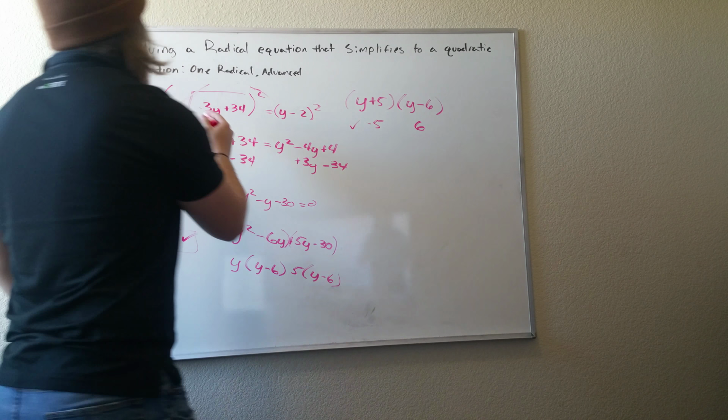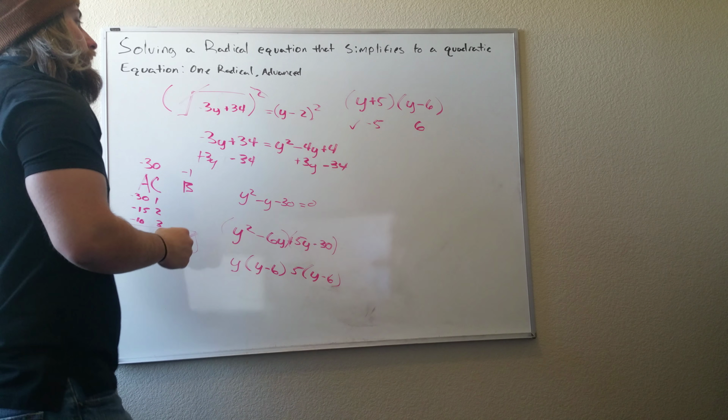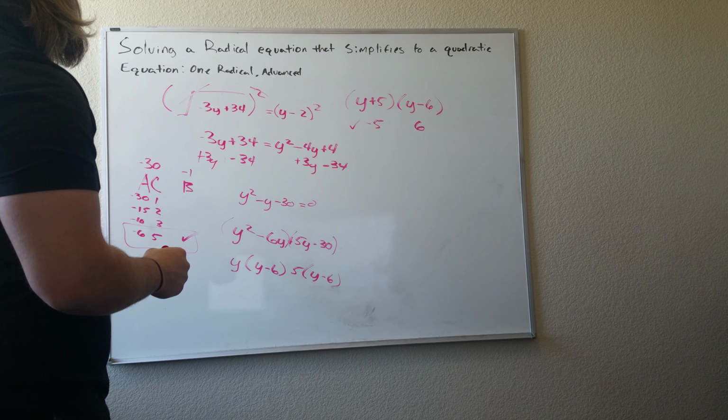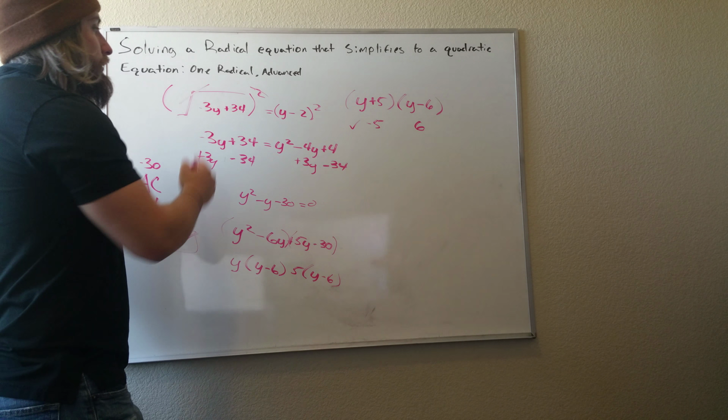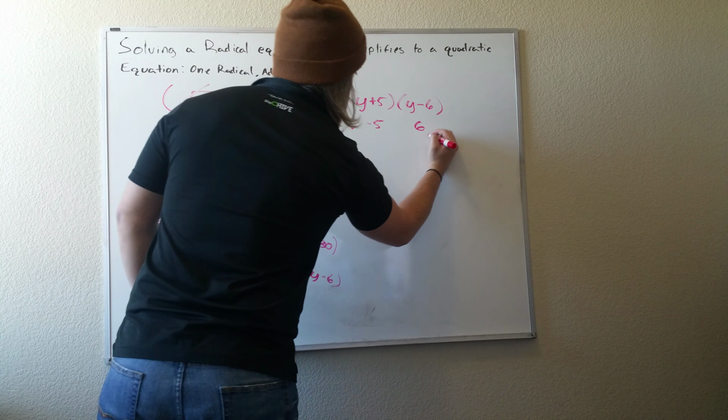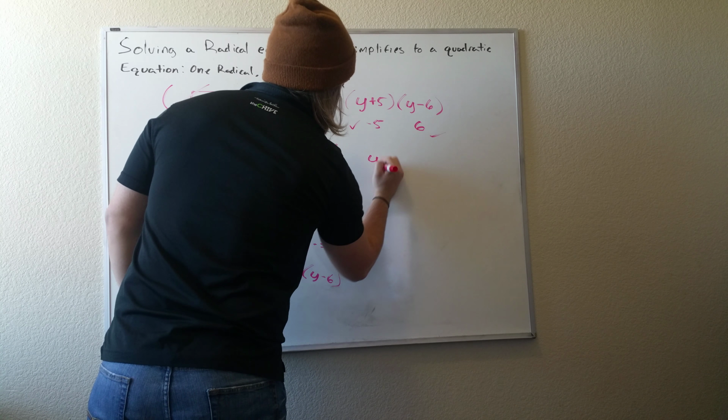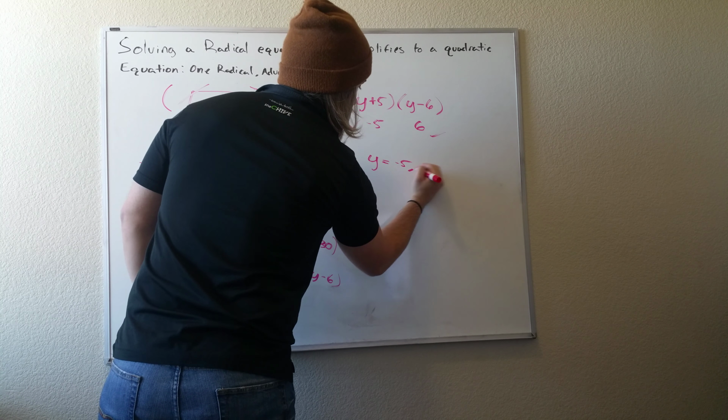And if we plug in a 6, we get negative 18 plus 34, which is 16, so we get 4 and 4, so this one's good. So our two answers are y equals negative 5 and 6.